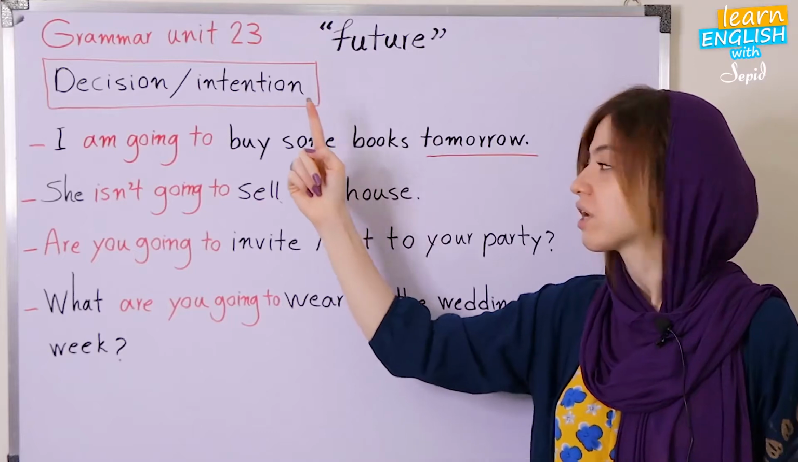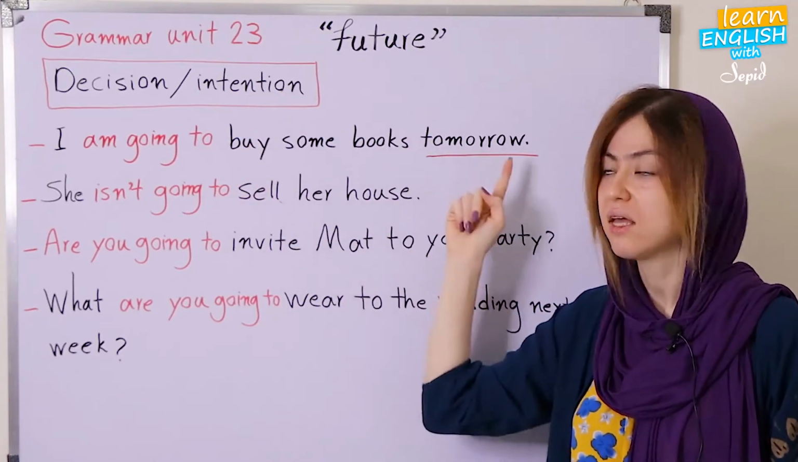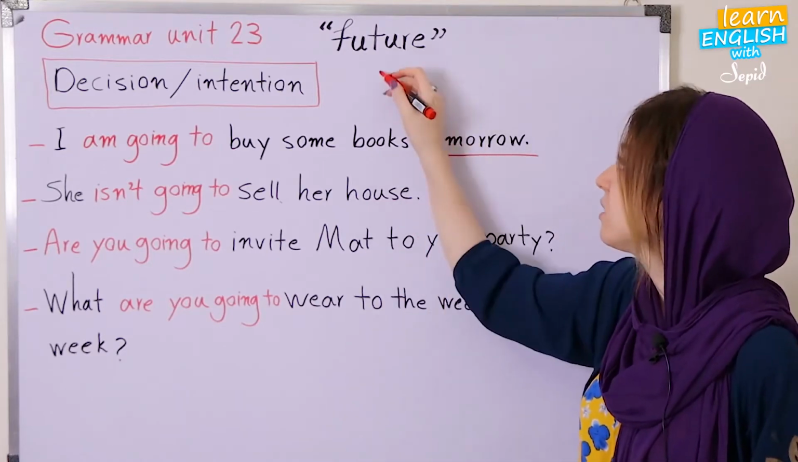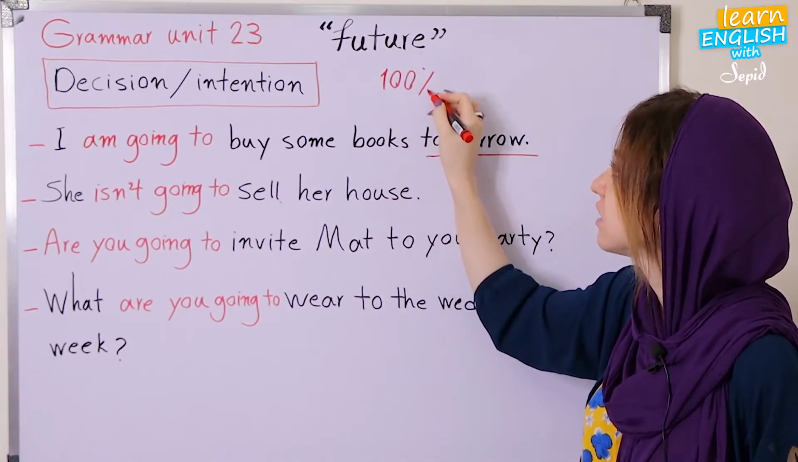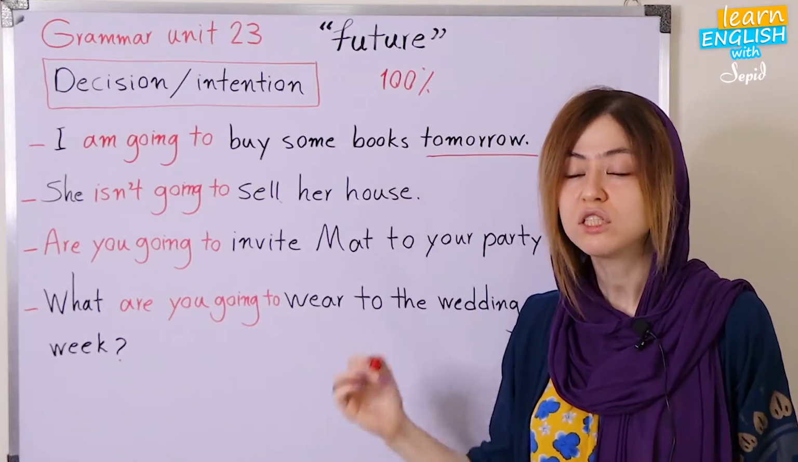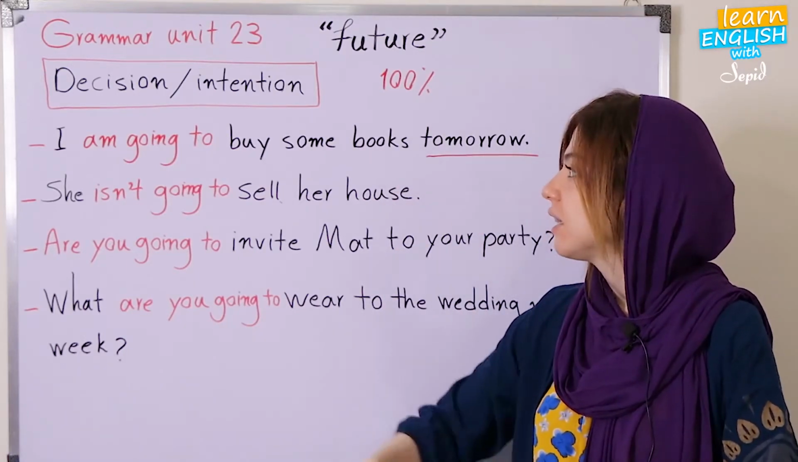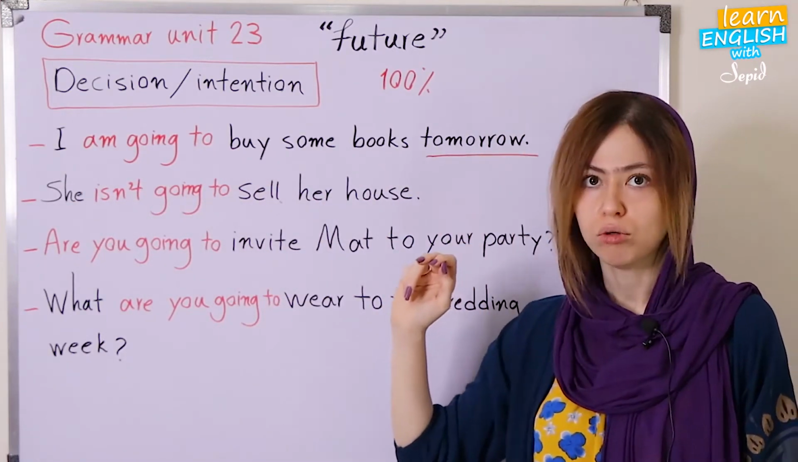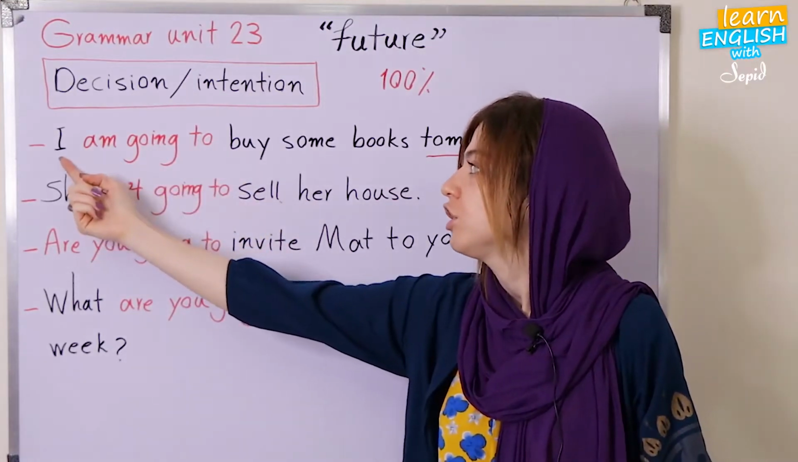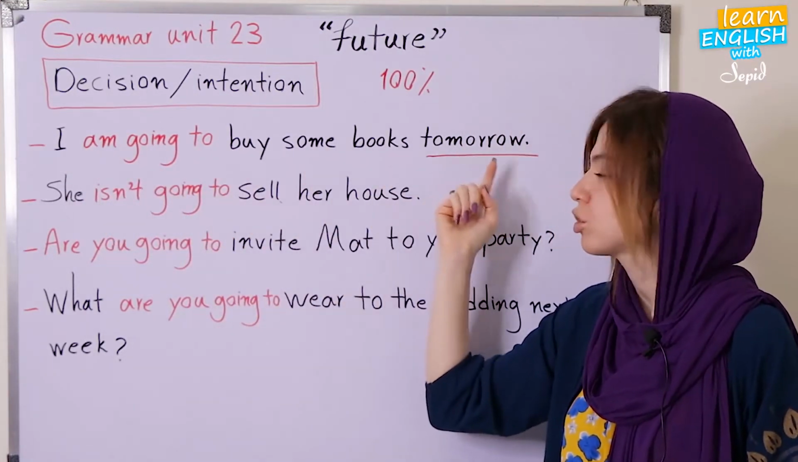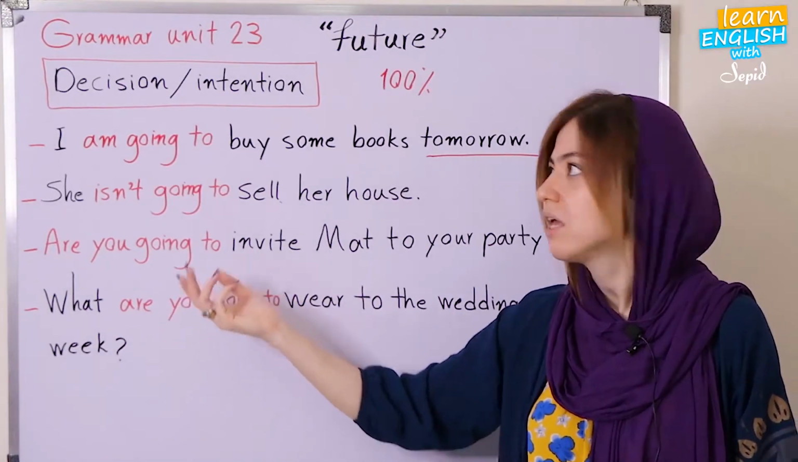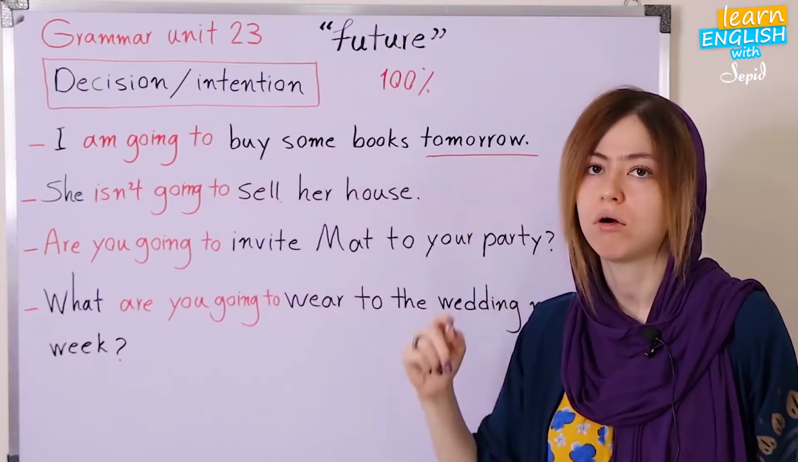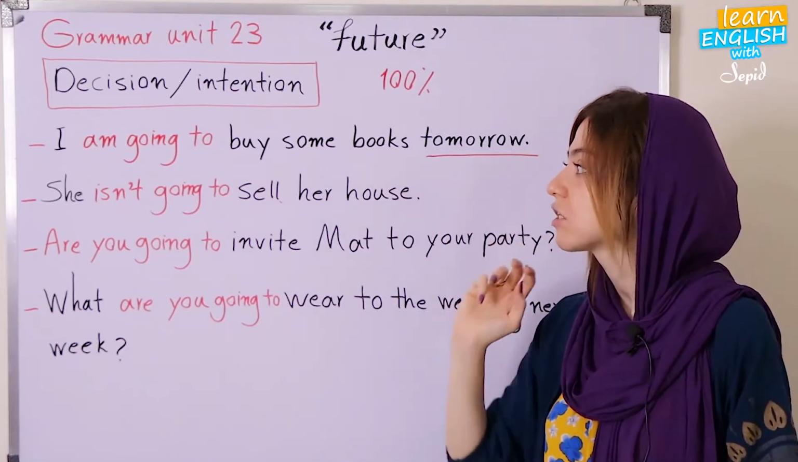We are talking about our intention in the future. So we're going to just do it and we are 100% sure that we want to do this action. Let's go. I am gonna buy some books tomorrow. Or for she, we can say, she's gonna buy some books tomorrow. For they, they are gonna buy some books tomorrow. That's the case.